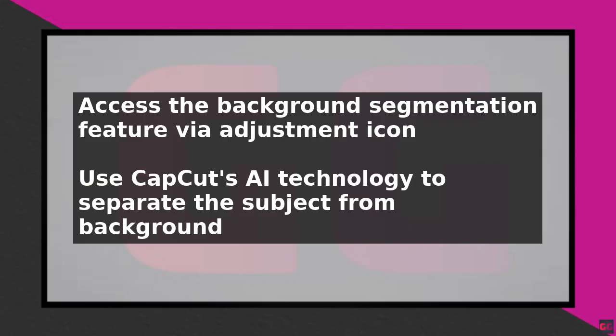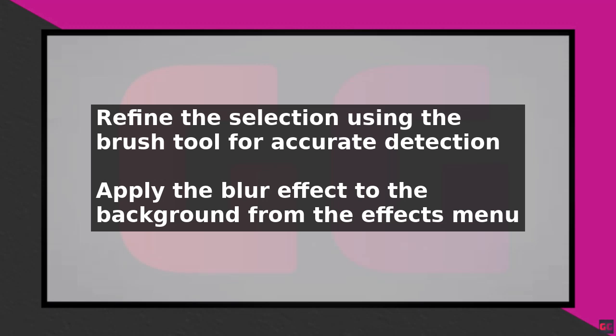You can then refine the selection by using the brush tool to paint over any areas that were not correctly detected. Once you have separated the subject from the background, you can apply the blur effect to the background. To do this, click on the background and select the blur option from the effects menu. You can adjust the level of blur to your liking.